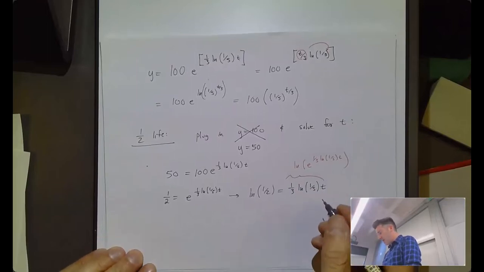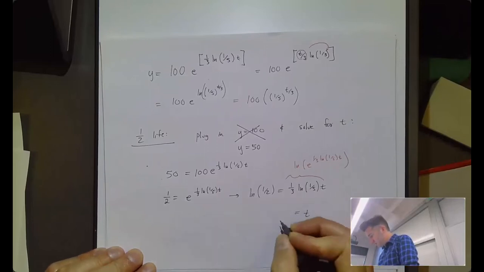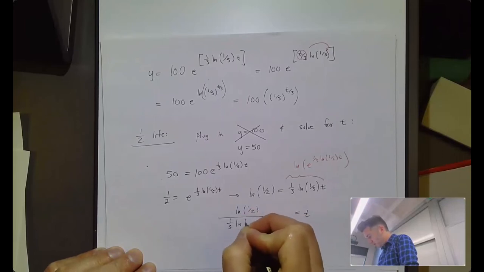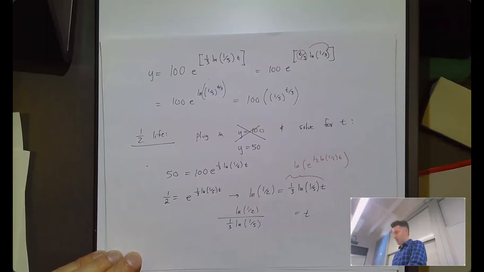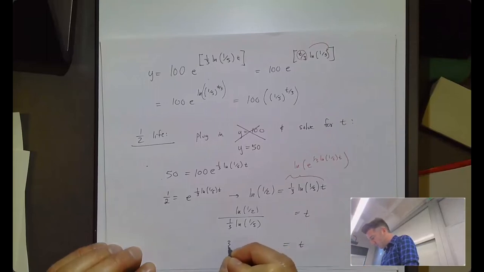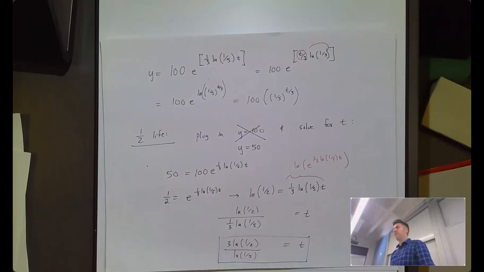So t is going to equal natural log of 1/2 divided by 1/3 natural log of 1/5. The only thing I would say about this is I don't love having a fraction in the denominator there, so I would probably rewrite this as t equal to 3 natural log of 1/2 over natural log of 1/5. And that's our half-life. Now, it doesn't feel very meaningful written that way. I don't know what that number is. So that's the answer we should give.